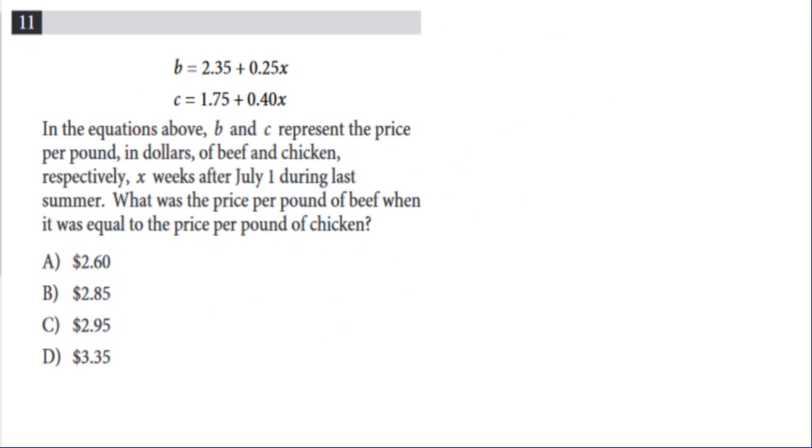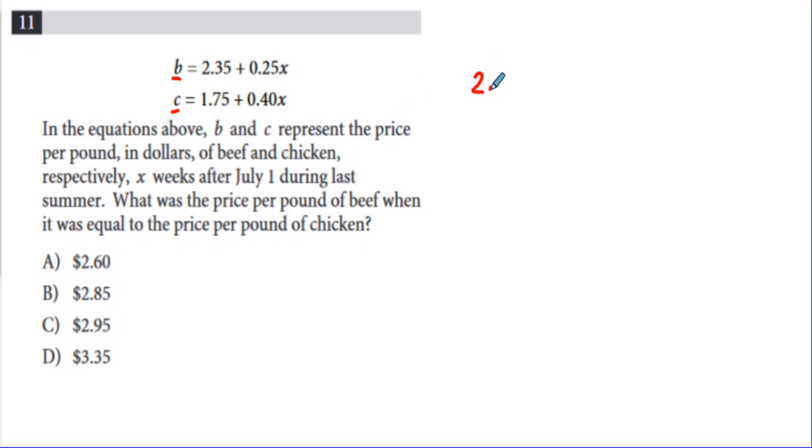All right, problem 11. In the equations above, B and C represent the price per pound of beef and chicken, where B is beef and C is chicken. x represents the number of weeks after July 1st during last summer. What is the price per pound of beef when it was equal to the price per pound of chicken? Okay, all right. So here's what we can think about for this one. A couple of different ways we can do this. One way is to just say I want to know when beef and chicken's prices were the same.